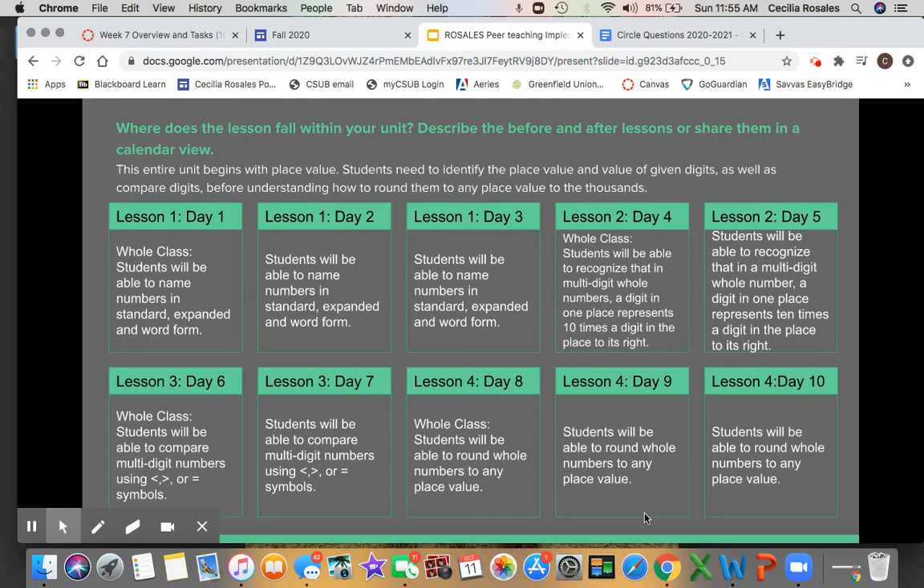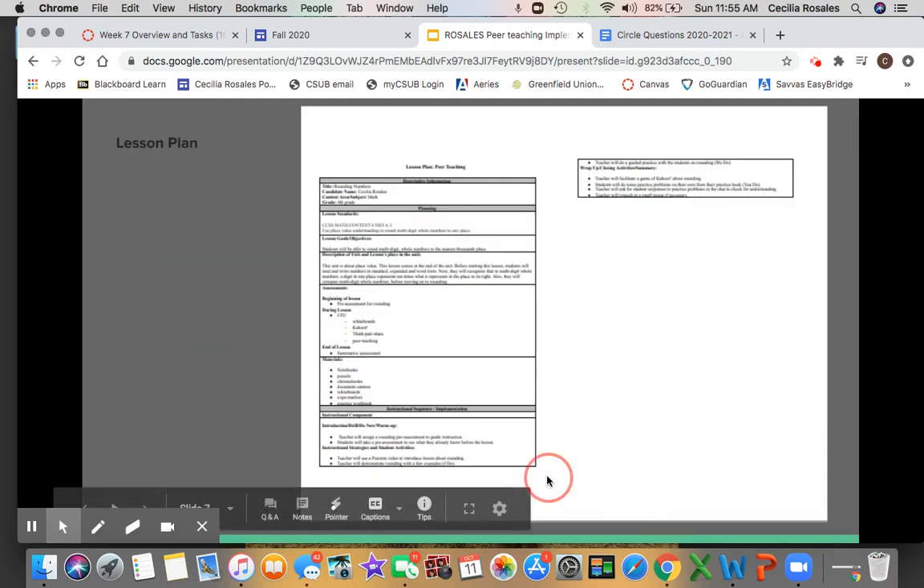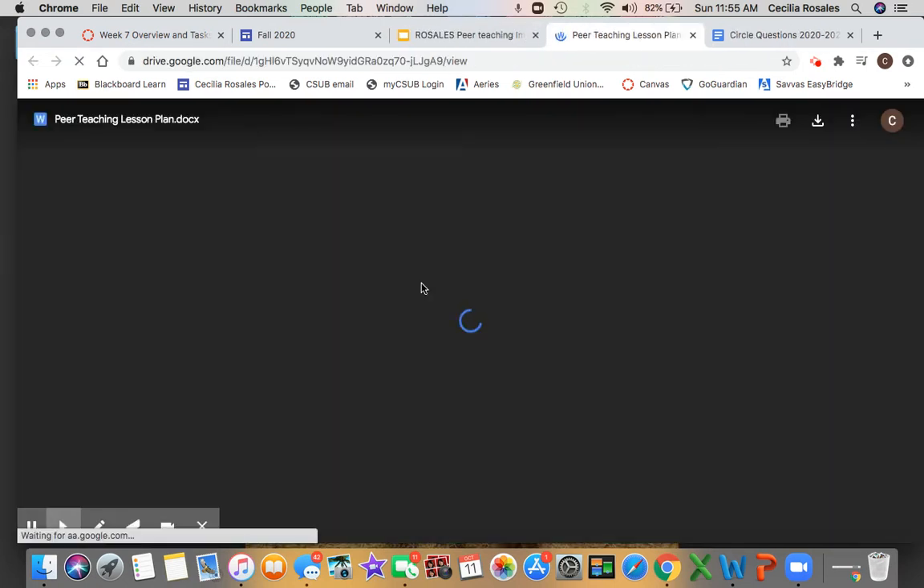And then on day 6 is when we begin to compare multi-digit numbers. They're going to use the symbols greater than, less than, or equal to. And then on day 8, the rounding begins. I will continue rounding for day 9 as well as day 10. Here's my lesson plan for the rounding.